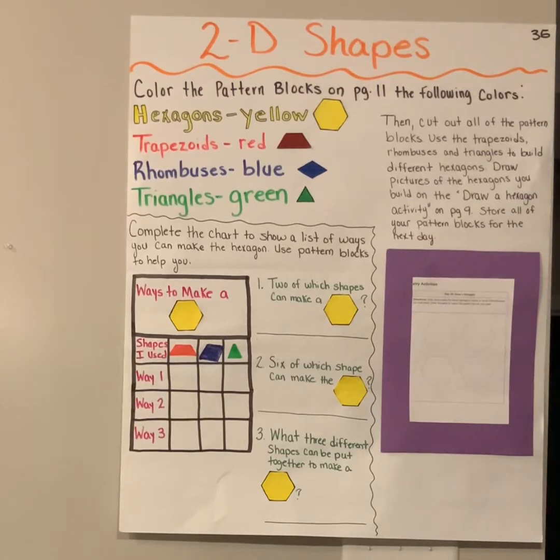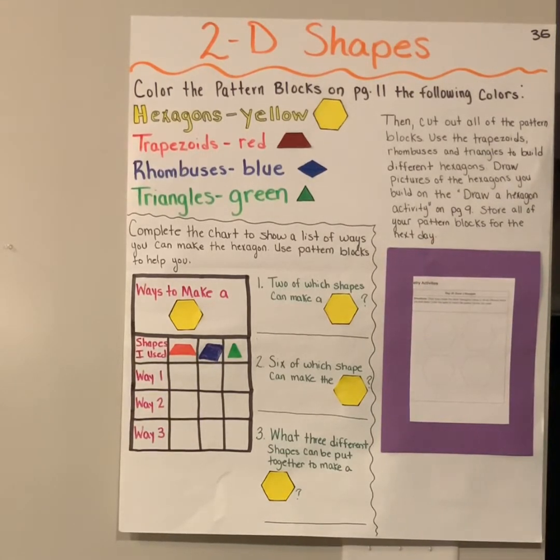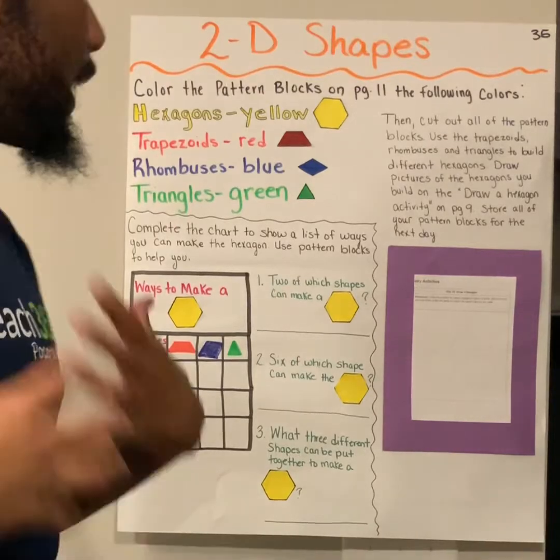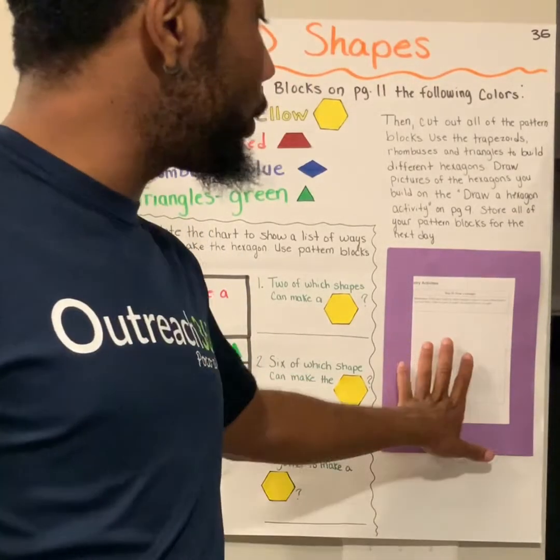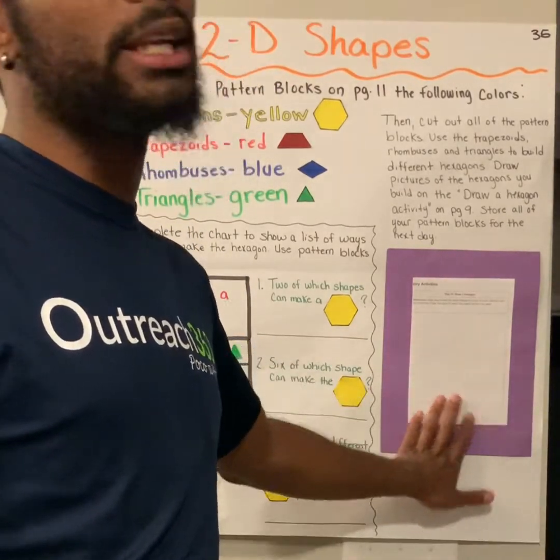Now, what I'm going to do, I've already kind of played around with this, and I'm going to do the one that, just to give you an example, okay? So what I'm going to do first is, I'm going to try to build my shapes on this Draw a Heptagon sheet, okay?